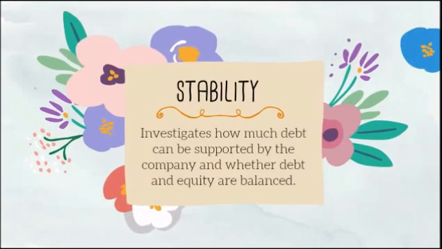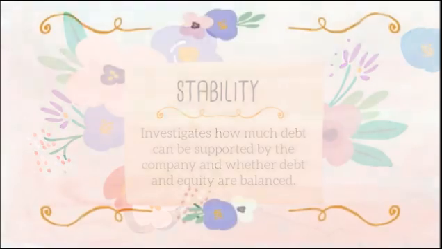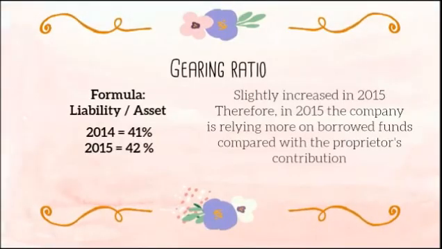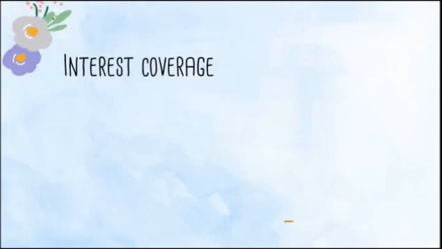Stability investigates how much debt can be supported by the company and whether the debt and equity are balanced. Gearing ratio is slightly increased in 2015. Therefore, in 2015, the company is relying more on borrowed funds compared with the proprietor's contribution.